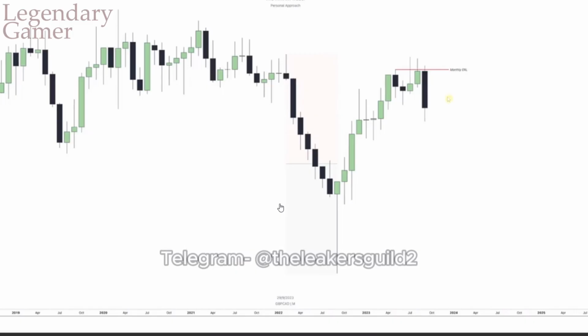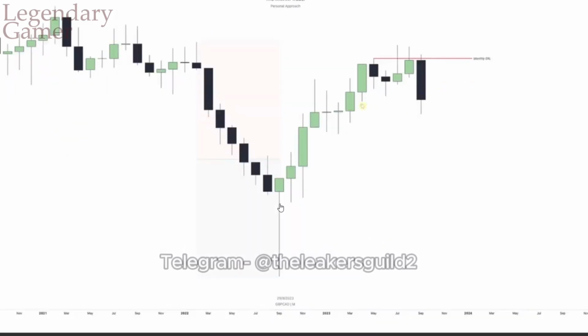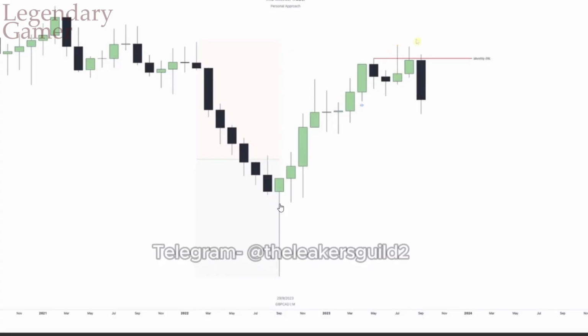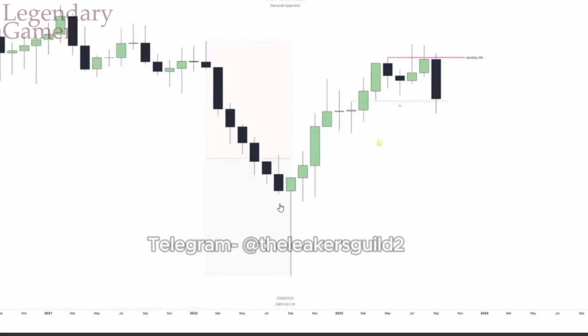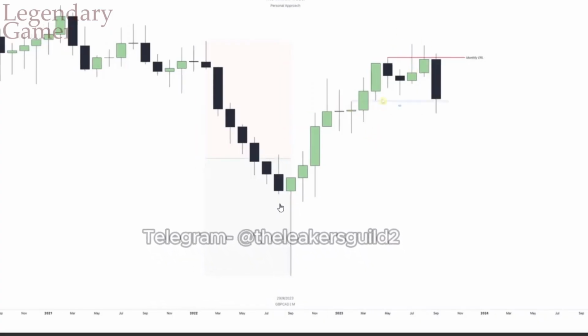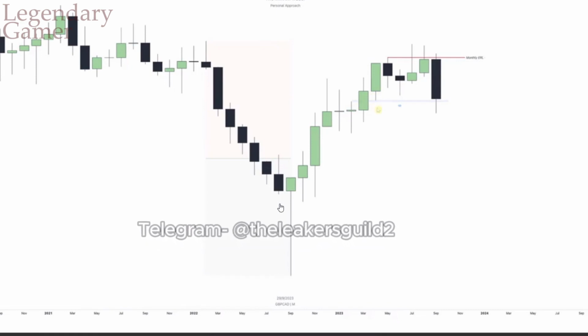So where do we have that? We've got a little gap over here, right? So that is the draw on liquidity after we take out that external range liquidity on the monthly. And there you have that little fair value gap over here, which is the draw on liquidity.